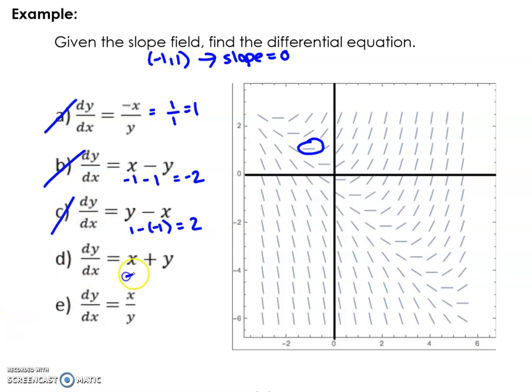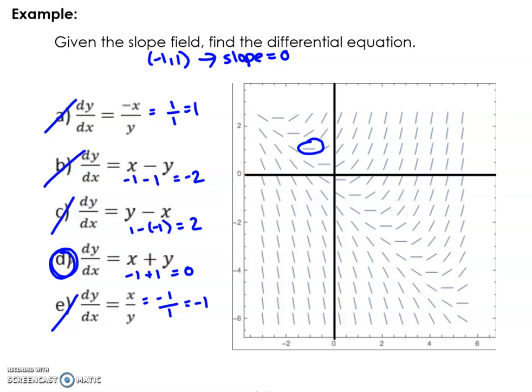Plug it into here, -1 plus 1, that does equal 0, but we have to check all of them first because sometimes you might get that one to work for a particular point, and then you just need to pick another point and try it. So here I'll plug it in and I'll get -1 over 1, which is -1, which doesn't work. So our answer here would be D.